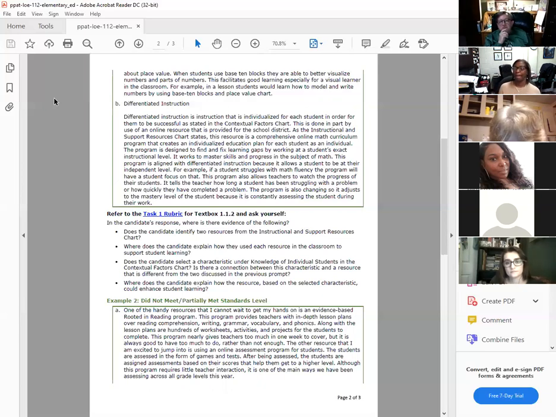So all you have to do, don't let all of that wording get you twisted up, because what you're doing is looking under the contextual factors chart, under the knowledge of students, you're going to select that characteristic, and then you're just going to tell how it enhances. So that characteristic, again, this person used differentiated instruction. So how will that help the students within this classroom learn better, improve student learning? So what does it say?